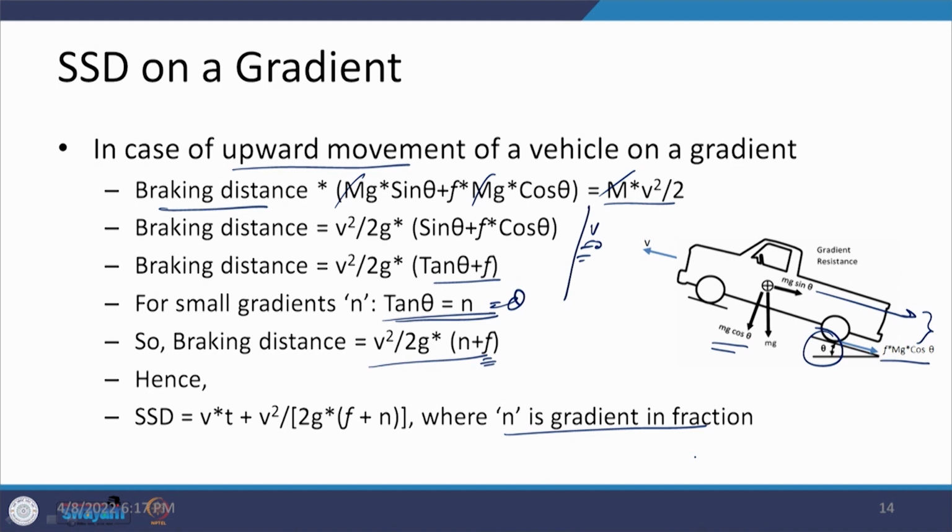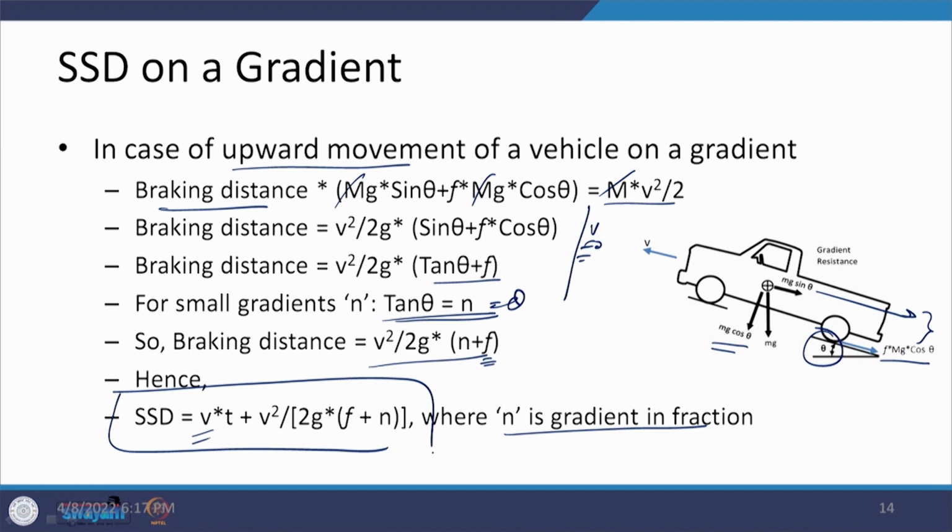So, 1% gradient is being taken as 0.01 here, and it is being added to 0.35 to 0.4 depending on the speed with which the vehicles are moving. So, you get an equation: v into t plus v square divided by 2g into f plus n. So, this is for an upward movement.